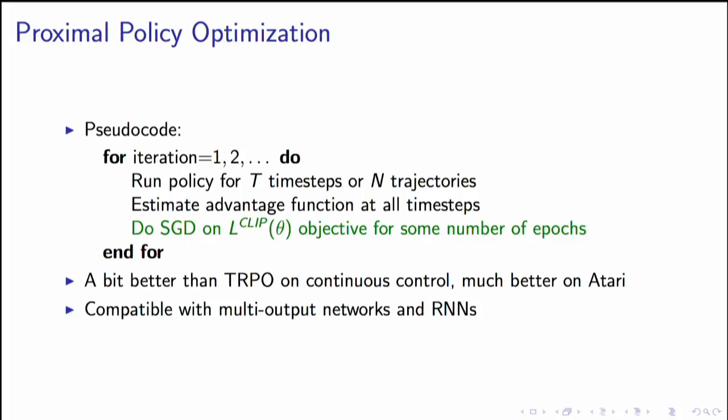Okay, so just to review the pseudocode: each iteration you run your policy and collect some time steps of data. You estimate the advantage function at all these time steps, and then you do SGD on your objective for some number of epochs. That gives you your updated policy. That's nice. We just removed the whole adaptive KL coefficient thing. So this is very simple to implement. If you have A2C, all you have to do is change the objective function and do more steps of gradient descent.